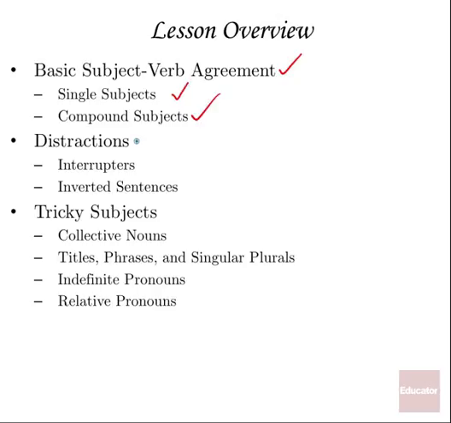We're going to talk about a couple of distractions that can make subject-verb agreement more complicated, or make it seem more complicated. Interrupters and inverted sentences. We're going to look at how to identify those and how to ignore them. And then we're going to look at some tricky subjects that can get in the way of proper subject-verb agreement.